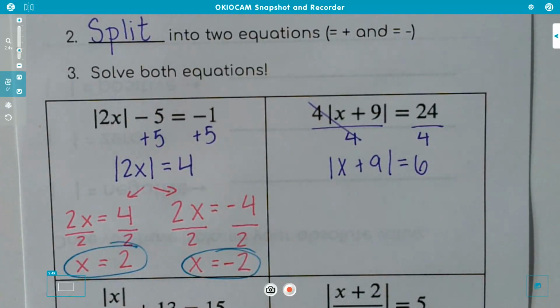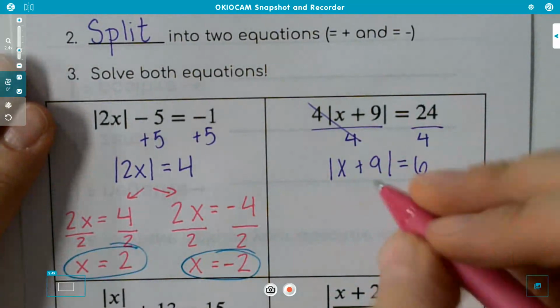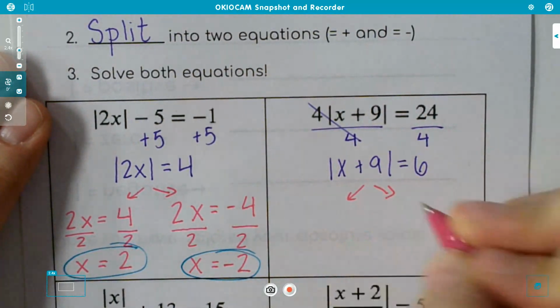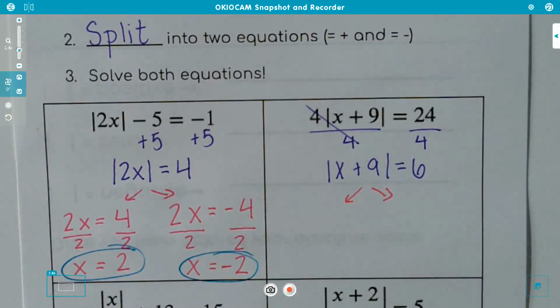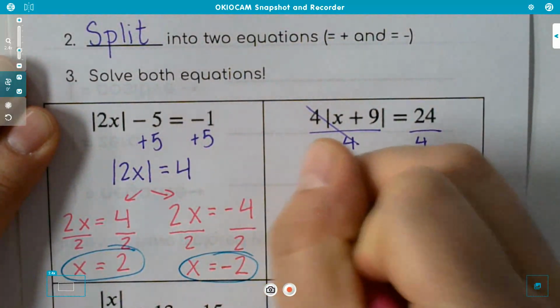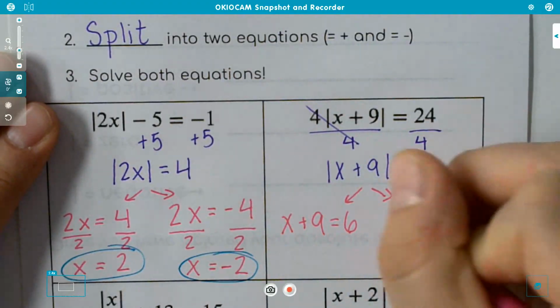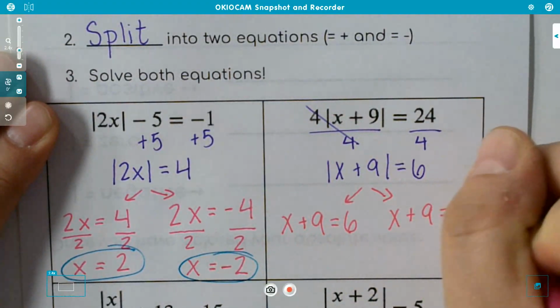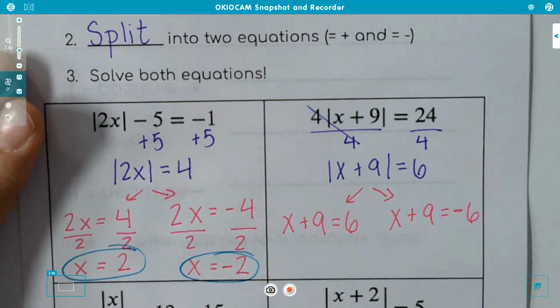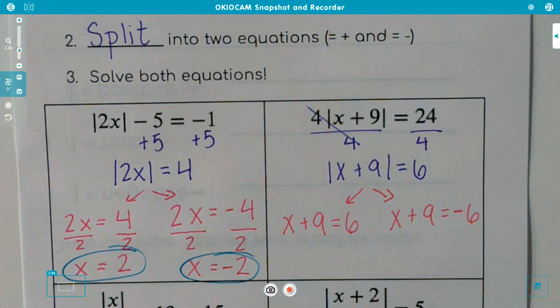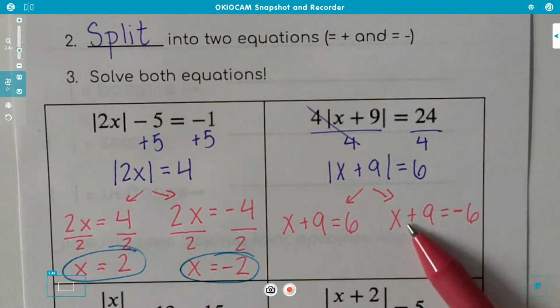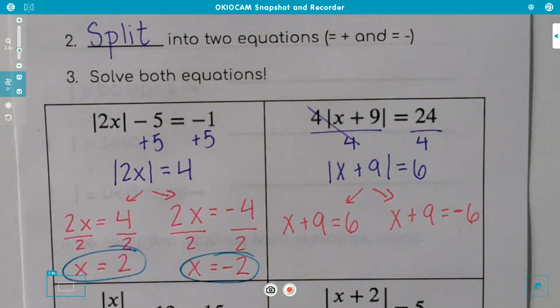Okay, from there, we are going to split our equation. So we're going to split, and we will solve 2 different equations. Our 2 equations are both going to be x plus 9 equals. So x plus 9 equals, the part that gets to switch is 6, and then x plus 9 equals -6. It's equal to a positive and equal to a negative. A bad habit some people get into is changing this sign here. What's inside the absolute value always stays the exact same.